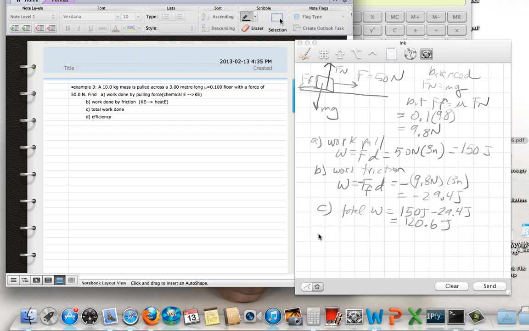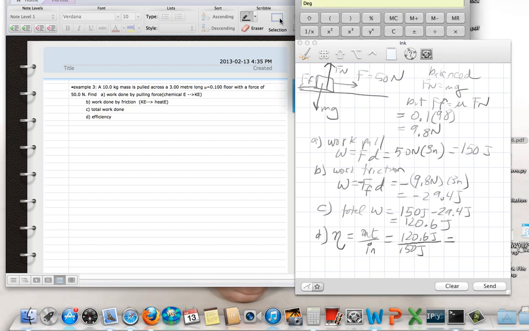So what's the efficiency of this process? Remember, efficiency is the N with a tail on, the Greek letter eta. Well, that's the useful output over the input. The useful output is this 120.6 joules of mechanical moving around energy. The input, of course, is the 150 joules that were committed to this process. So what is that? It's 120.6 divided by 150. That is 0.804, or in terms of a percentage, that's 80.4% efficient.